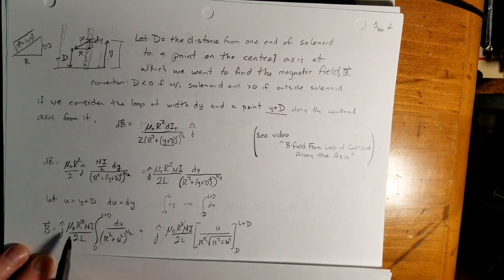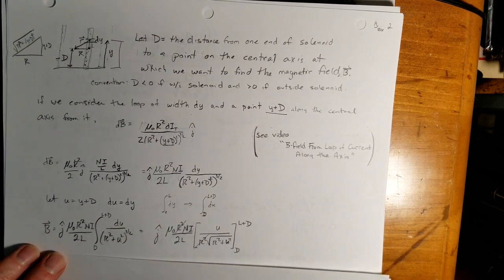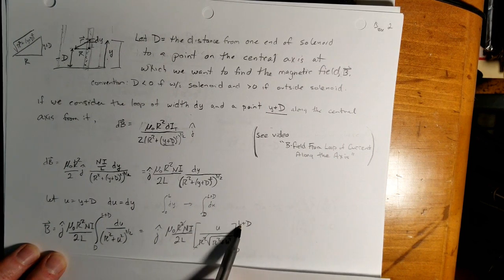And so now we solve for B. We integrate both sides. We get B on the left, and on the right-hand side we have a definite integral. And this is an integral that has shown up several times, and you just look it up somewhere, or you can do, I think it's a trig substitution, but it's simplest just to look it up, and we end up with, that's the integral from big D to L plus D.